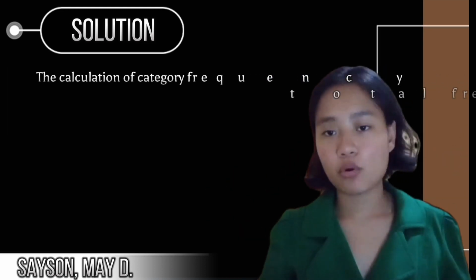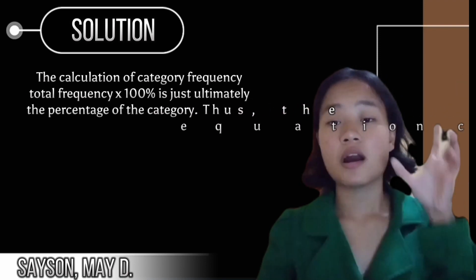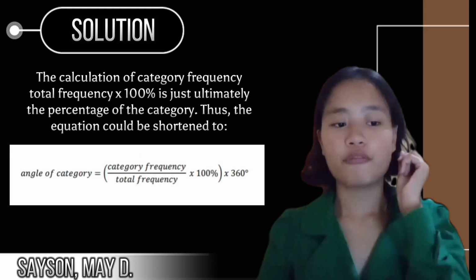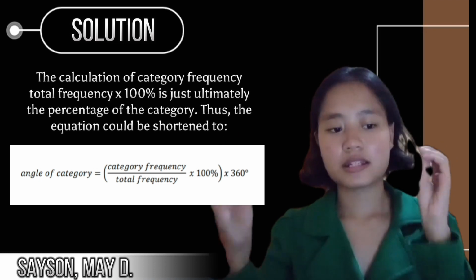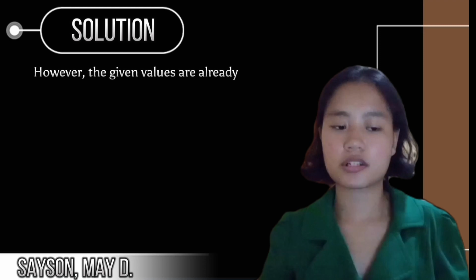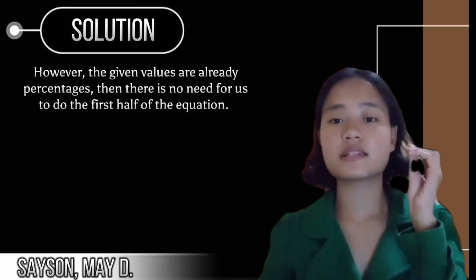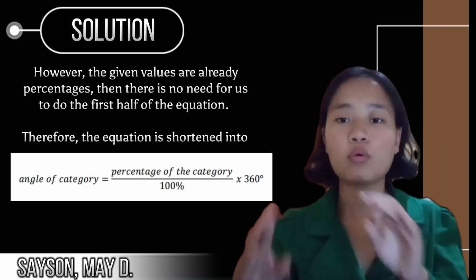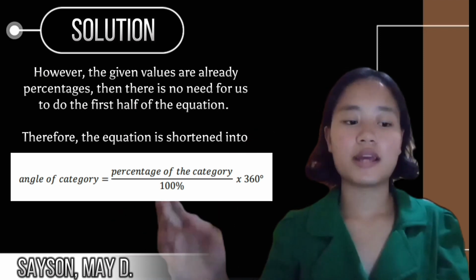The calculation of category frequency over total frequency times 100% is just ultimately finding the percentage frequency. So we could shorten the equation to percentage of category times 100% (in parentheses) times 360 degrees. However, the given values are already percentages. Therefore, there is no need for us to do the first half of the equation. Since our values are already in percentage, 68%, 10%, and 22%, we only have to divide them over 100% times 360 degrees to find the angle of category.